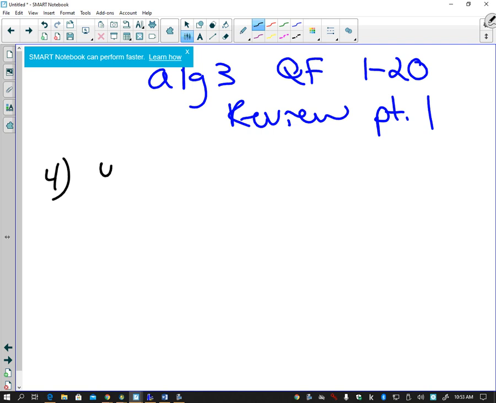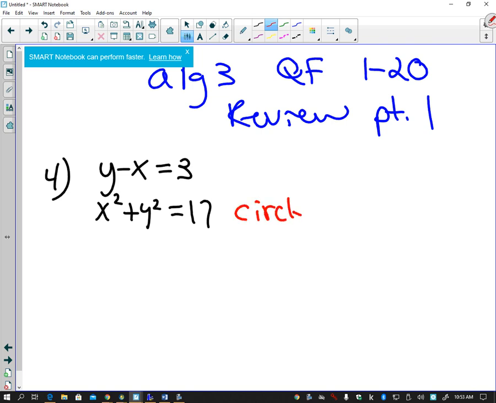Number 4, we got y minus x equals 3 and x squared plus y squared equals 17. First thing we want to do is identify what kinds of graphs we are working with. We have a circle here and a line on top. So as I look at the graph, I got a circle and a line, so I should have 2 points of intersection.